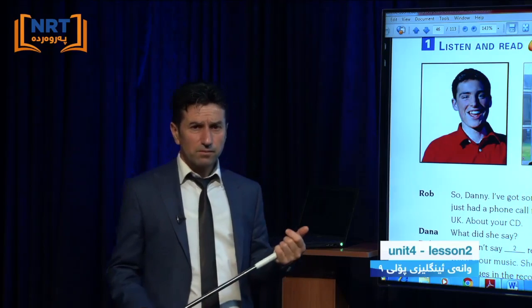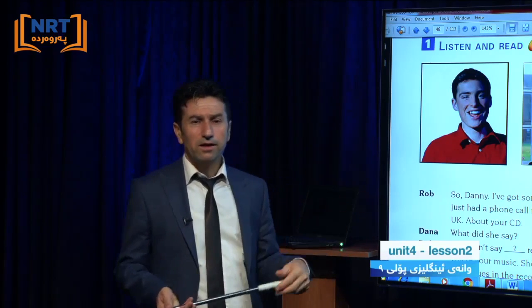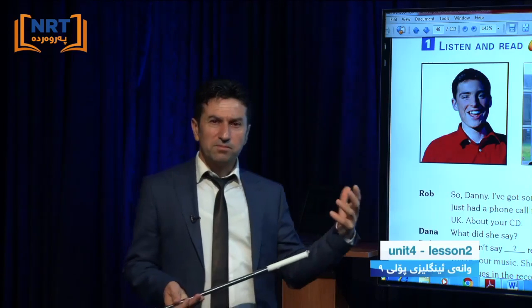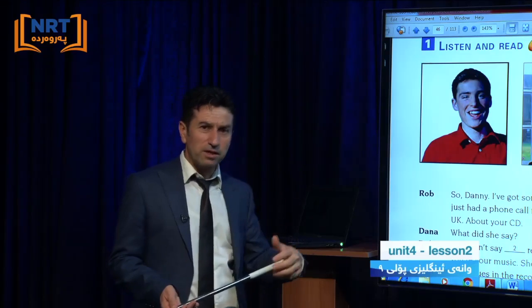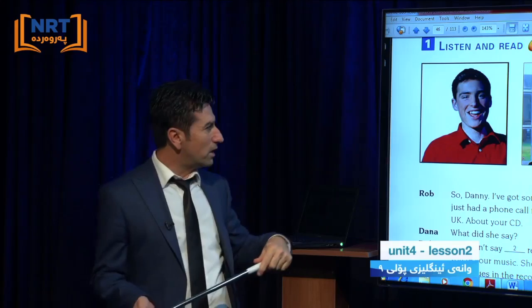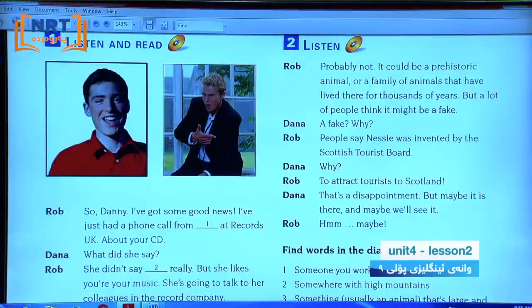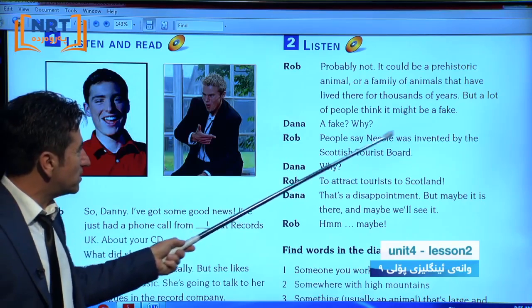For example, Dukan is a nice place. People go to see the dome and the water. And for example, we have another tourist place, like the waterfall in Ahmed Awa. It's a nice place. This attracts people to visit this nice place, and it's a good income for the people and the government. Okay, so the Scottish Tourist Board invented Nessie.